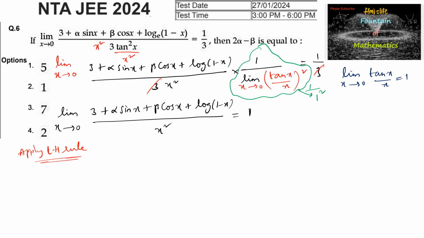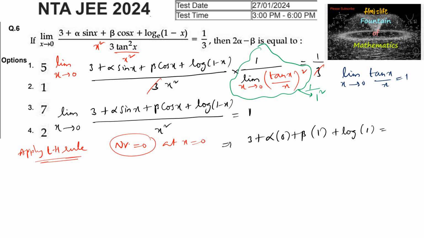To apply the L'Hospital rule, the numerator and denominator must both be equal to 0, because when you apply x is equal to 0, the denominator is 0. So the numerator must be equal to 0 at x is equal to 0. Which implies 3 plus alpha sin 0, that is 0, plus beta into cos 0 is 1, plus log of 1 minus 0, is log 1, which is 0. That is 3 plus beta is 0, so beta is equal to minus 3. So we got the value of beta as negative 3.